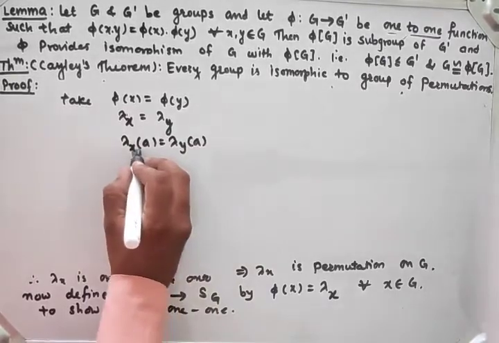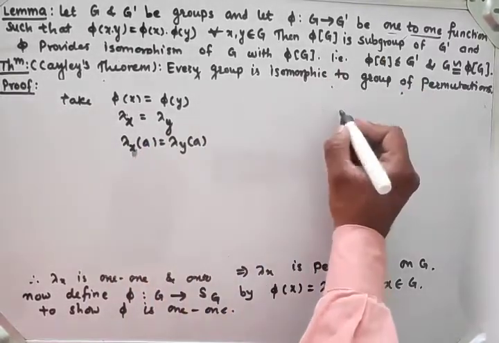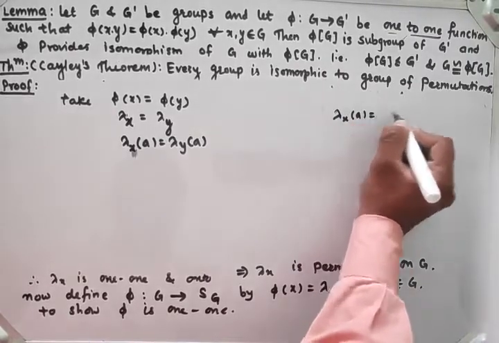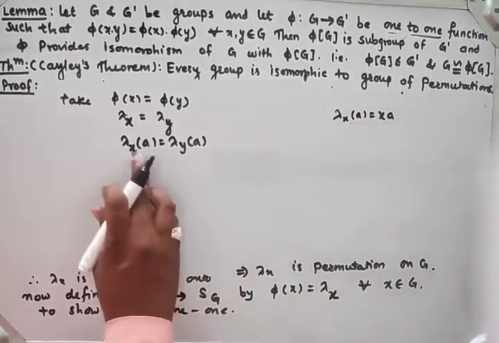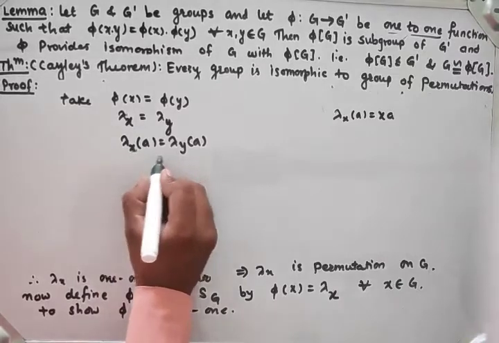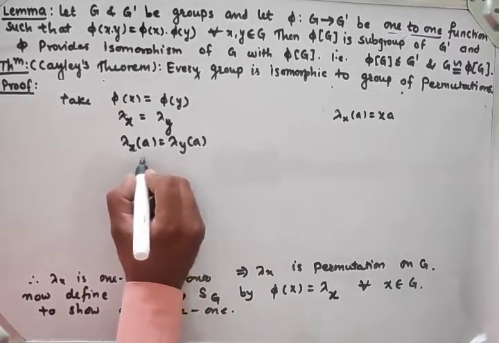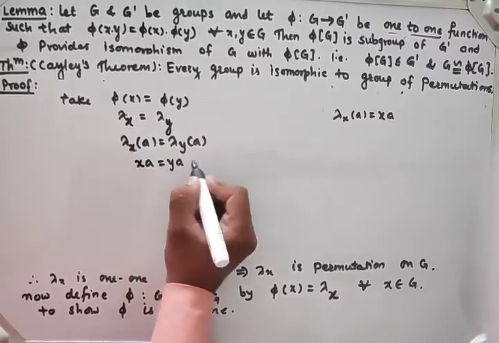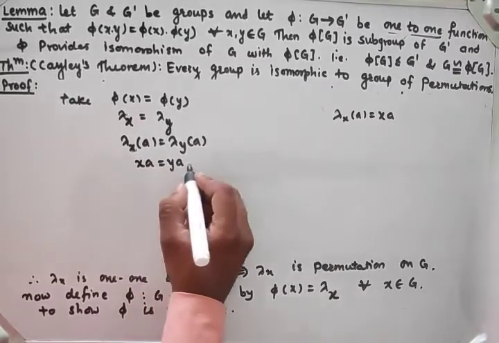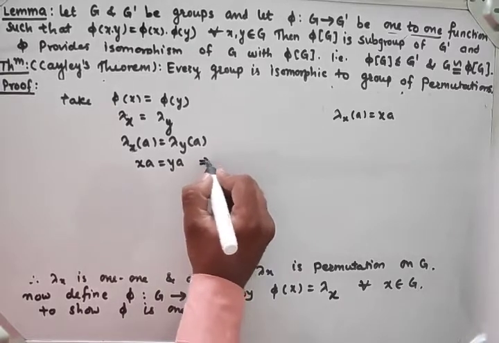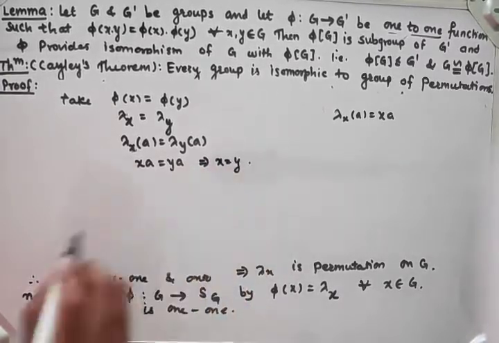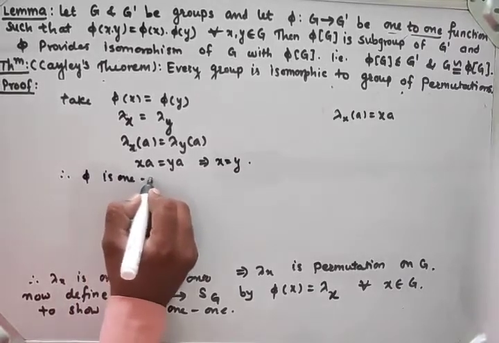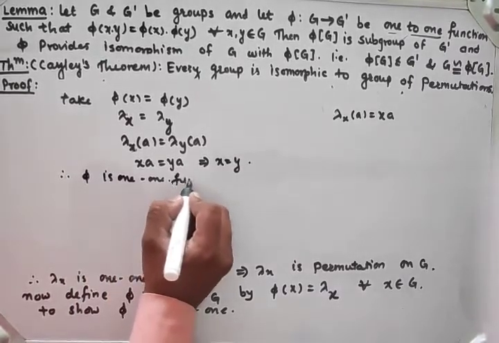So we have defined in the previous part that lambda x of a is nothing but xa, right? So in this we get x into a is equal to y into a. Here a will get cancelled by the cancellation law, so we get finally x is equal to y. Therefore phi is a 1-1 function, right?